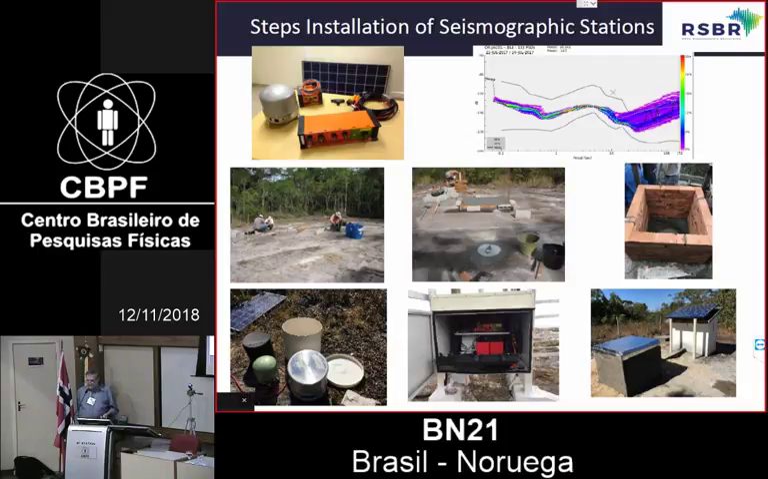We're showing what the steps are that are required to install a seismographic station. You are seeing at the top there the typical equipment Observatorio Nacional uses, but it varies from each node. When you start, you select a place in a remote area in Brazil.